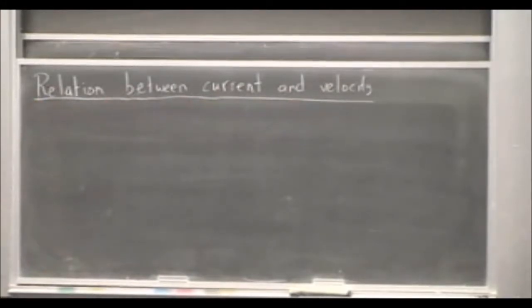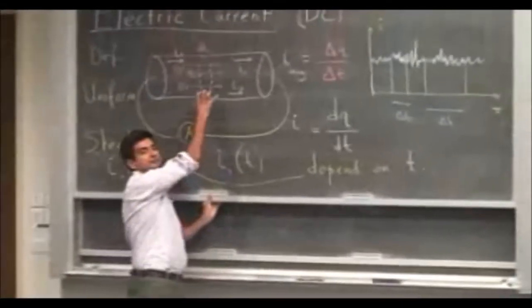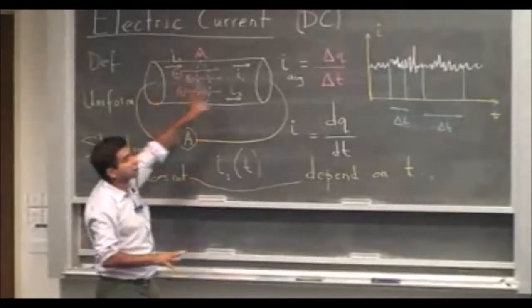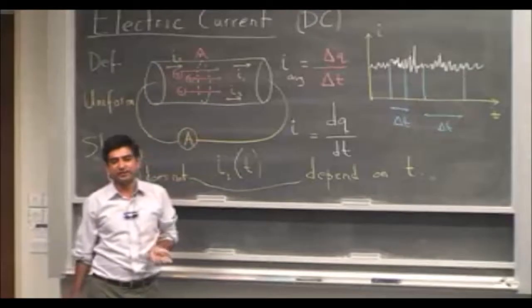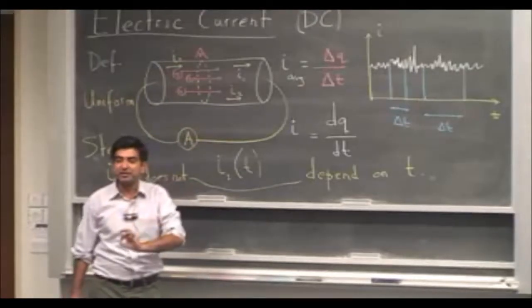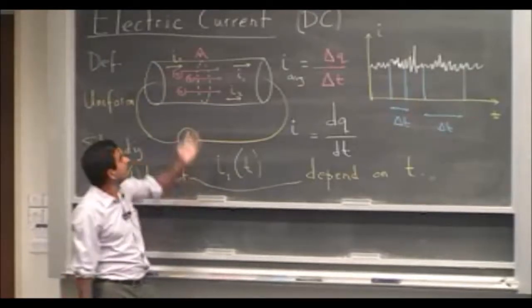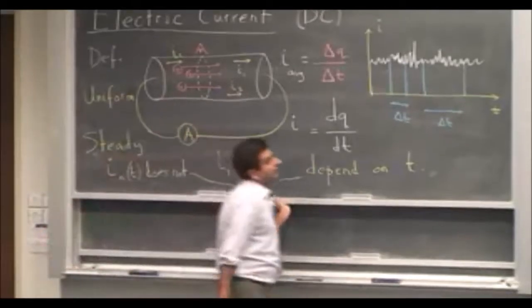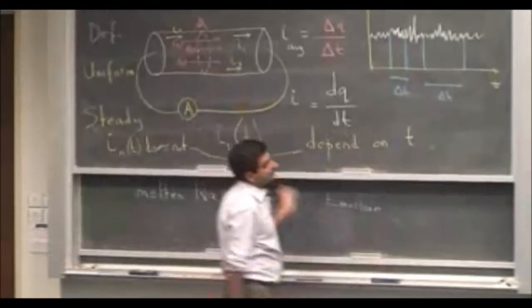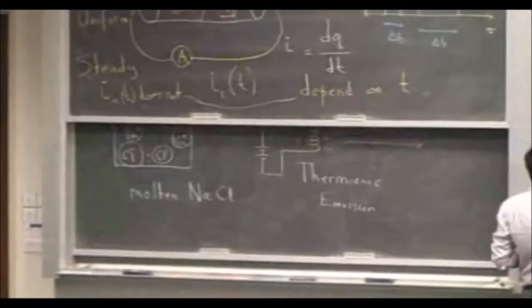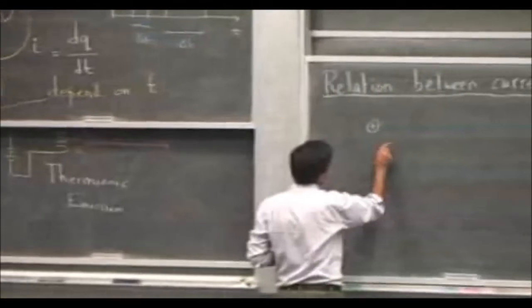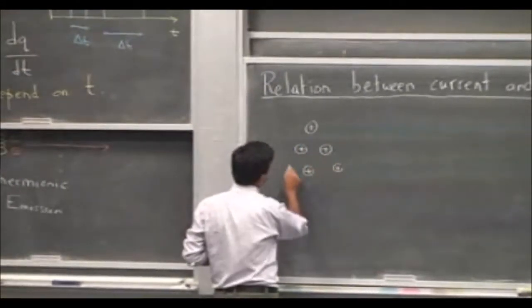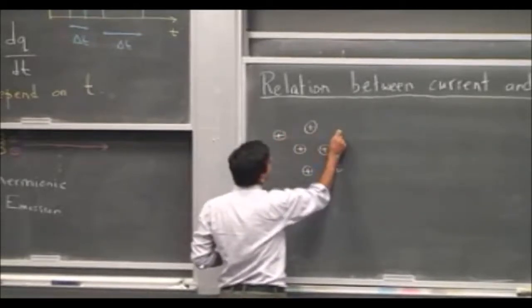Suppose I'm sitting inside this conductor, and there are charge carriers moving from left to right, and these charge carriers are positively charged. Remember, conventionally, the direction of the conventional current is taken to be the direction of the flow of positive charge. Now, if I'm inside this conductor, what I observe is that I have positive charges that are moving from left to right.